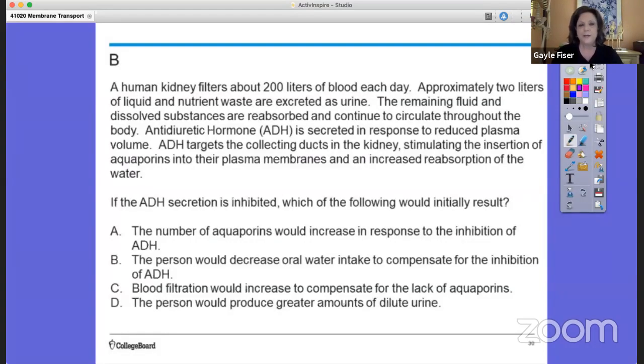And before I tell you this, okay, ADH, so if you have a diuretic, that makes you urinate, all right? So antidiuretic means you're not urinating, okay? All right, so A, the number of aquaporins would increase in response to the inhibition of the ADH. B, the person would decrease oral water intake to compensate for the inhibition of ADH. C, blood filtration would increase to compensate for the lack of aquaporins. And D, the person would produce greater amounts of dilute urine. I'll give you a few seconds, and I'm not going to answer it. I'm going to let you.